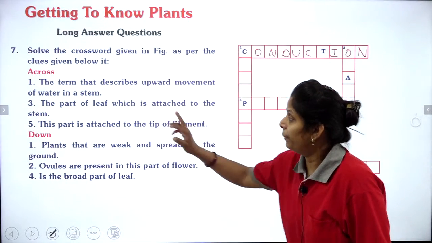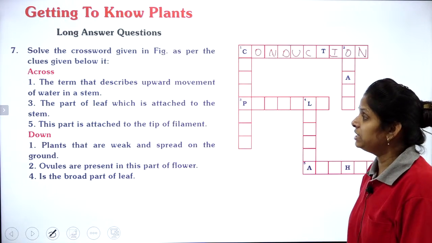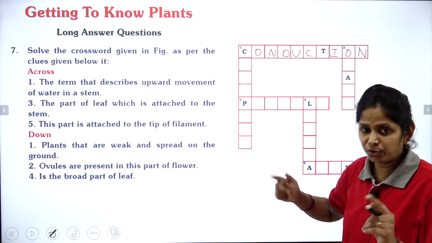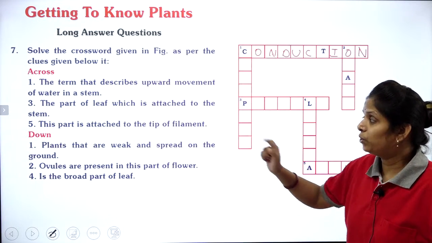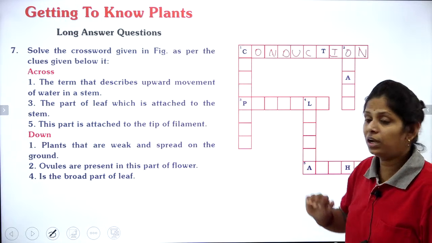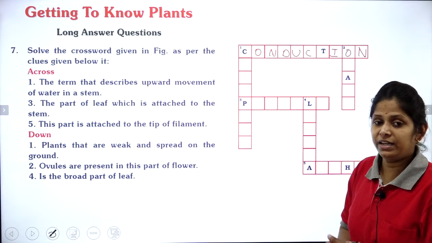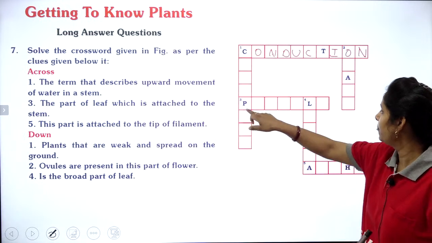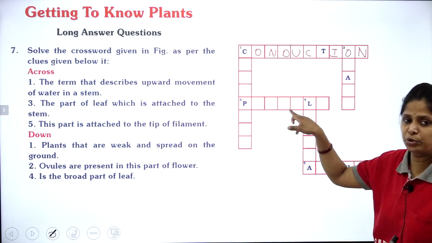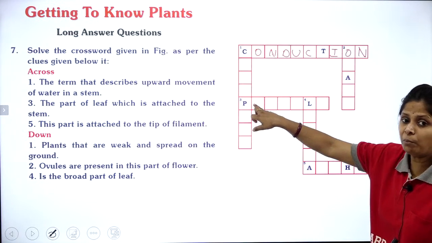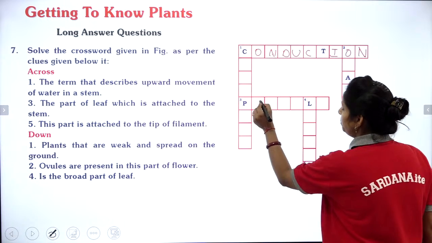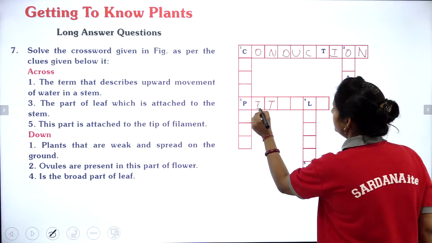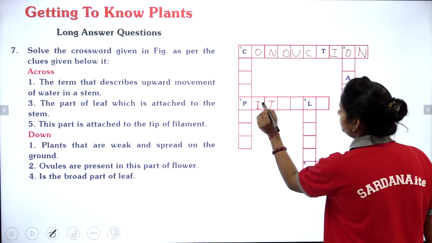Okay. Then after, the part of leaf which is attached to the stem. You know, in previous questions I told you about this one. The part of leaf which is attached to the stem. What is this? It is petiole. So the third point, left to right, you can see there, and the hint is there, it started from P, and so it is petiole.